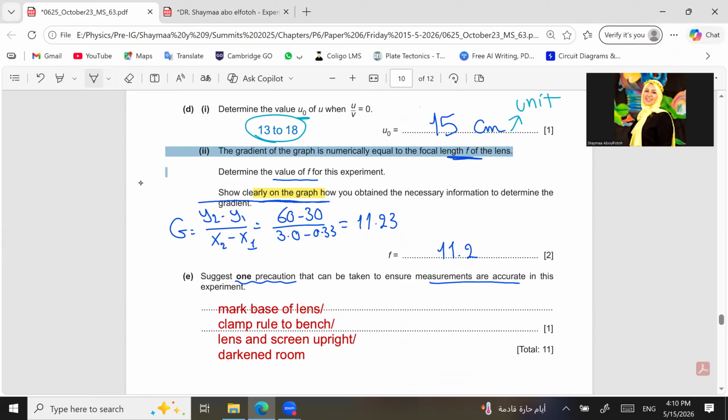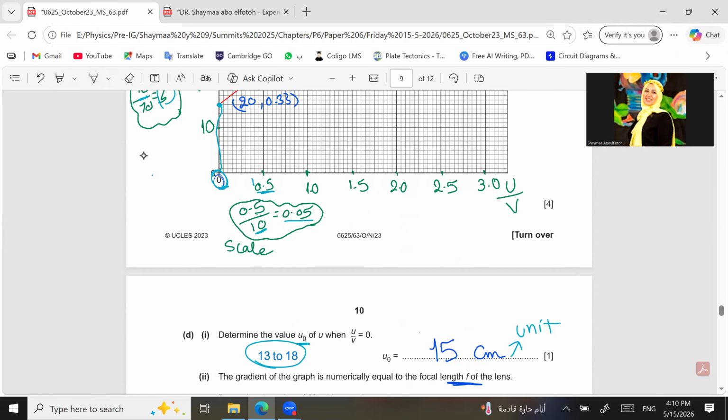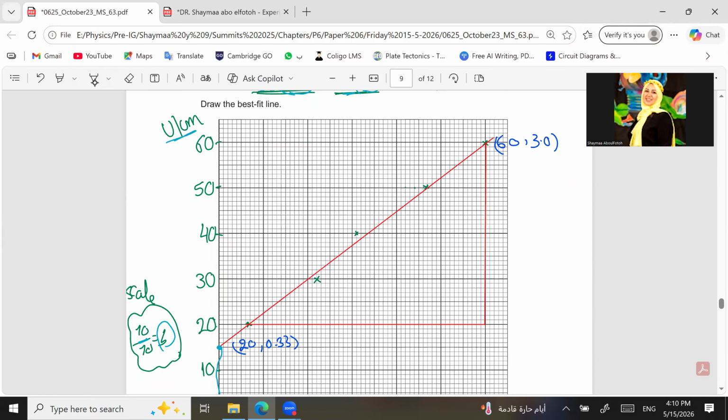I said before the graph should be, as we said, GG. What does it mean, GG? G stands for graph. The line graph should be more than 50% of the page. As well, if I'm talking about the gradient, it should be more than 50% of the line. Now I choose a bigger triangle, which is more than 50%.